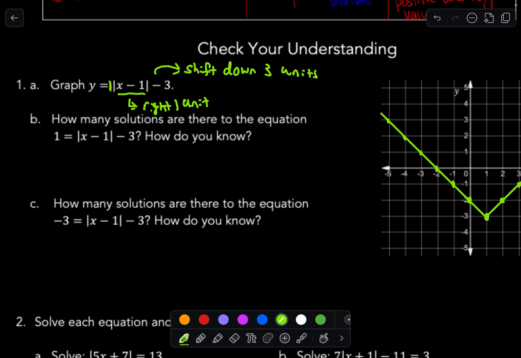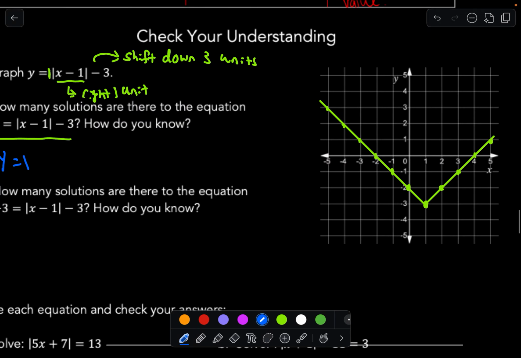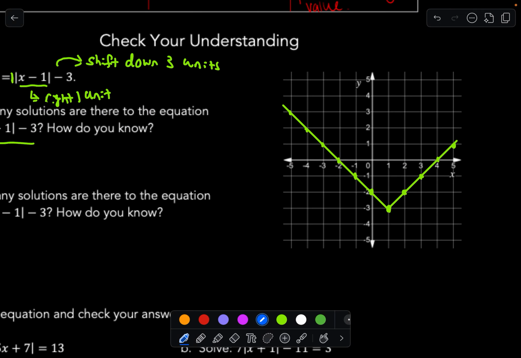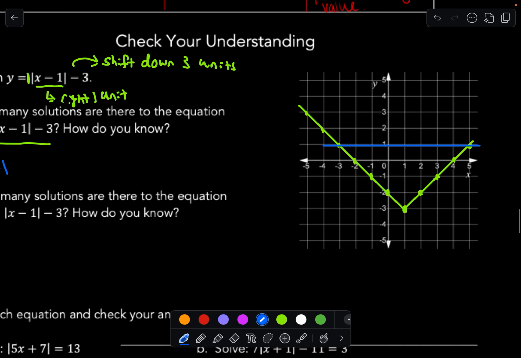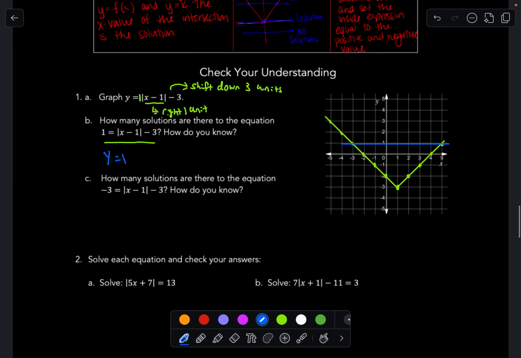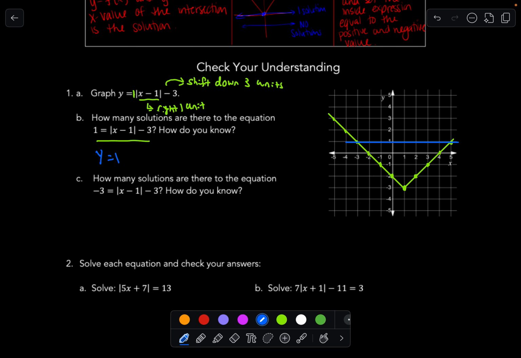Now, how many solutions are there to the equation 1 equals the absolute value of x minus 1 minus 3? Well, for the 1, I'm going to graph the 1 as y equals 1. Okay? So graphing y equals 1, which is right here, you see it says, how many solutions are there to the equation? There are two solutions. And you can even say what the solutions are.